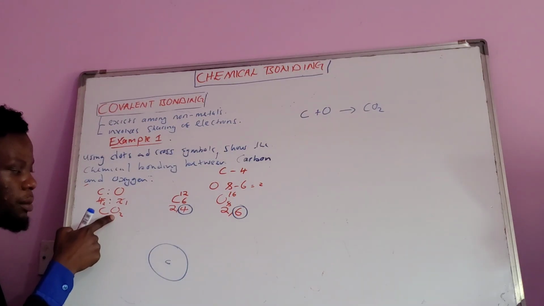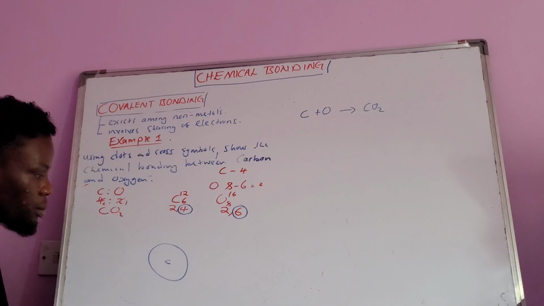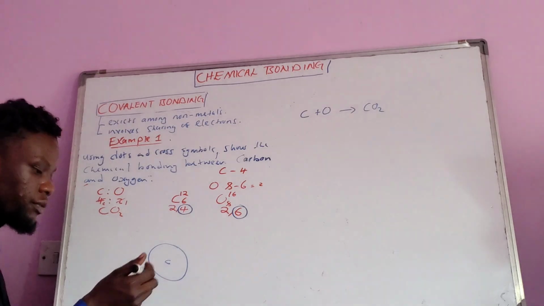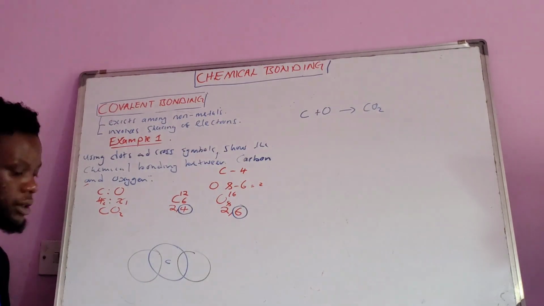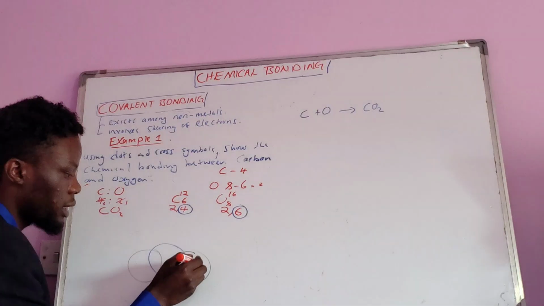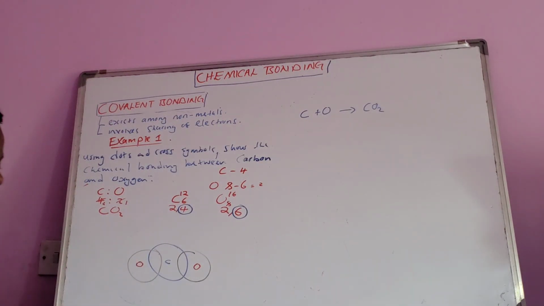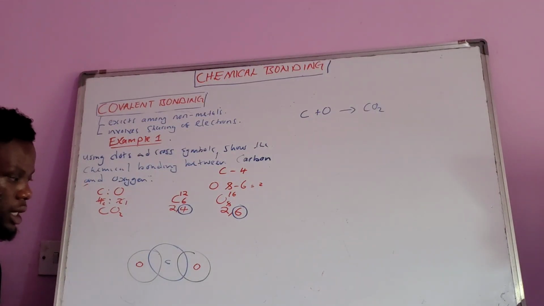And it's going to be surrounded by how many oxygen? 2 oxygen. So let me use black for this one. 2 oxygen. Make sure that you write the letters of the atoms that you are forming the covalent bonding with like that. Make sure that you understand about that.